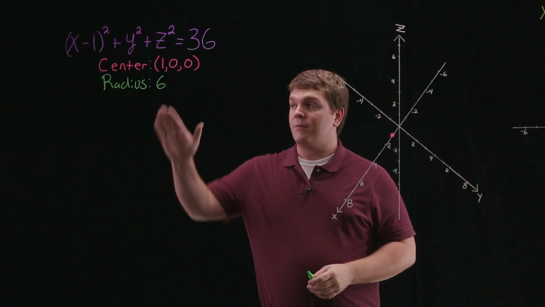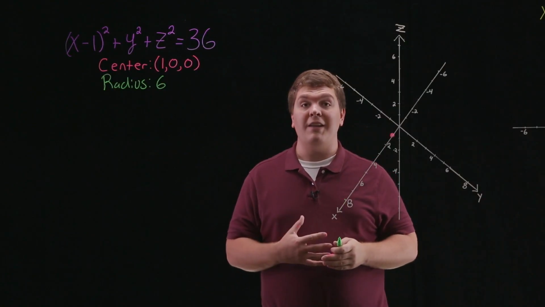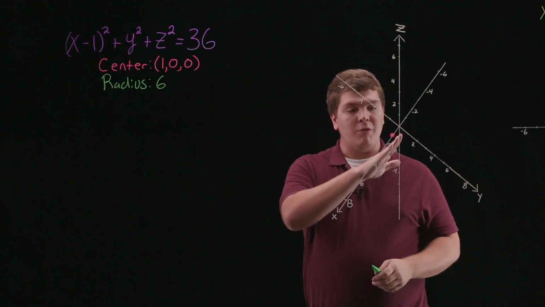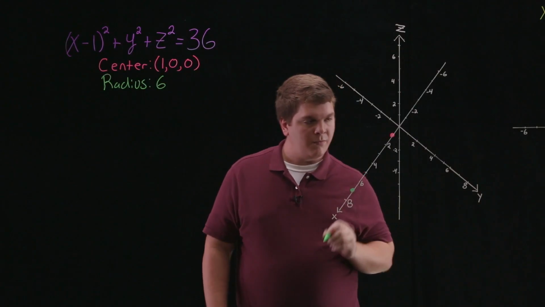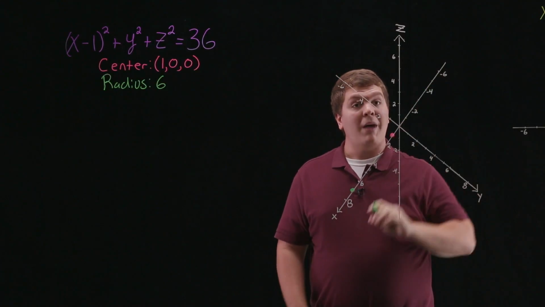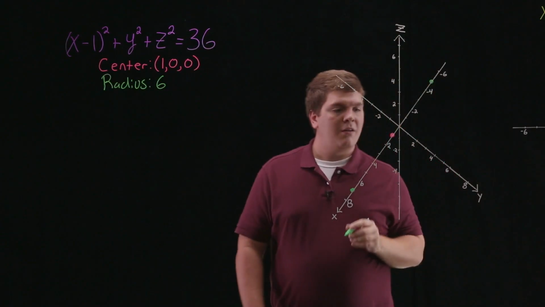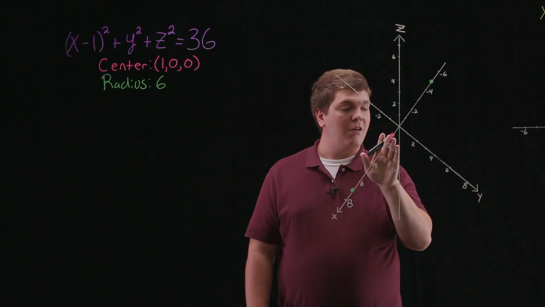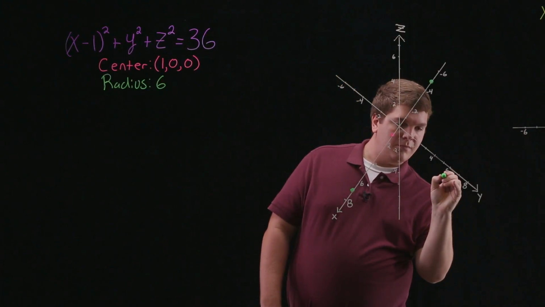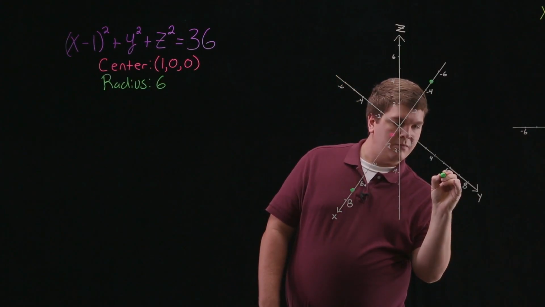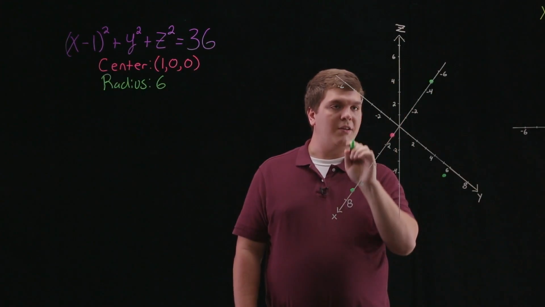Now, since the radius of our sphere is 6, we'll want to think about starting at the center and moving 6 units along each of the axes. So we'll start here, and we'll move 6 units along the x-axis. We can also move 6 units back along the x-axis. Now, starting here, let's move 6 units in the direction of the y-axis. And we'll move 6 units backwards on the y-axis, so in the negative direction.